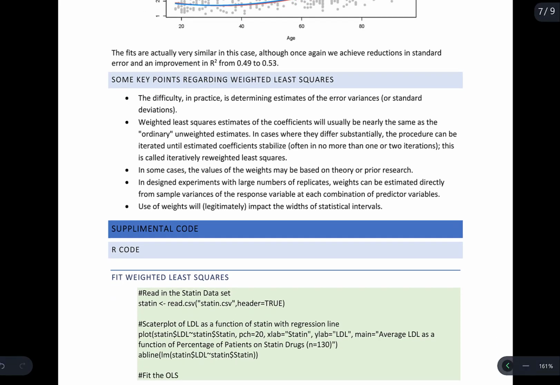And then in cases where the values of the weights may be based on theory or prior research, and in designed experiments with a large number of replicates, weights can be estimated directly from the sample variances of the response variable at each combination of predictor variables. And then the use of weights will legitimately impact the widths of statistical intervals. And that should be obvious because if we're changing the standard error of our estimates, that of course is going to impact any confidence or prediction intervals that we create.